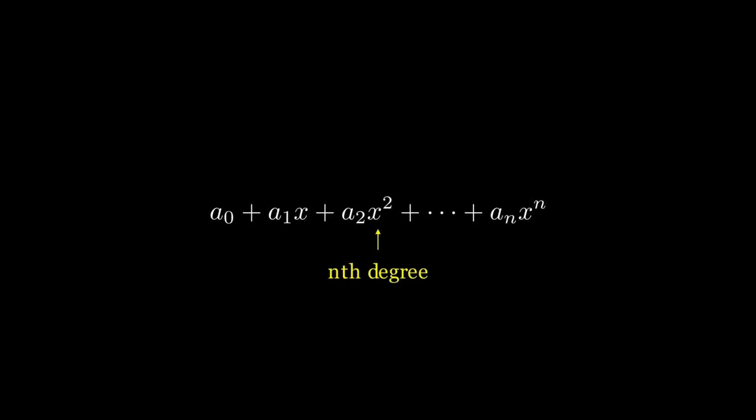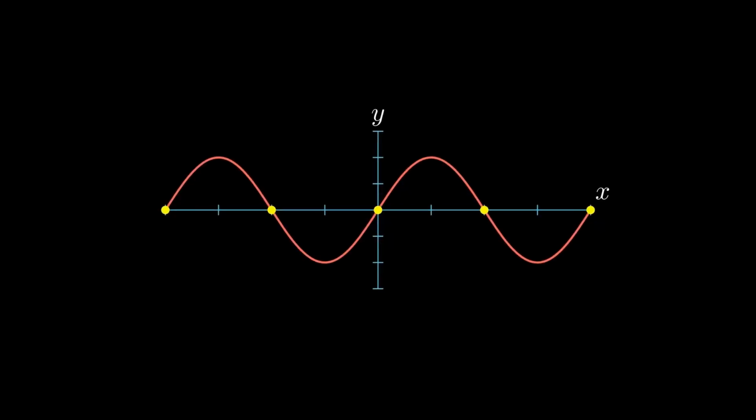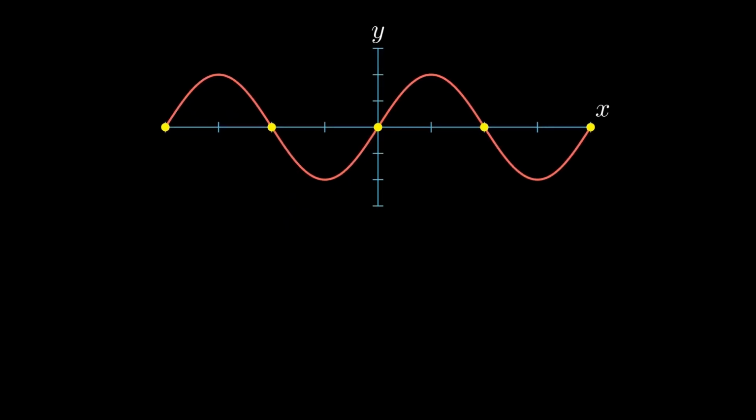It's a polynomial of nth degree, right? Now, if we wanted to write sin x as a polynomial of nth degree, it would not be possible. This is because a polynomial of degree n has exactly n roots. But if we look at the graph of sin x, we can see the yellow marked points are the roots of the function. Now, these roots are minus 2 pi, minus pi, 0, pi, and 2 pi. You can keep adding them.